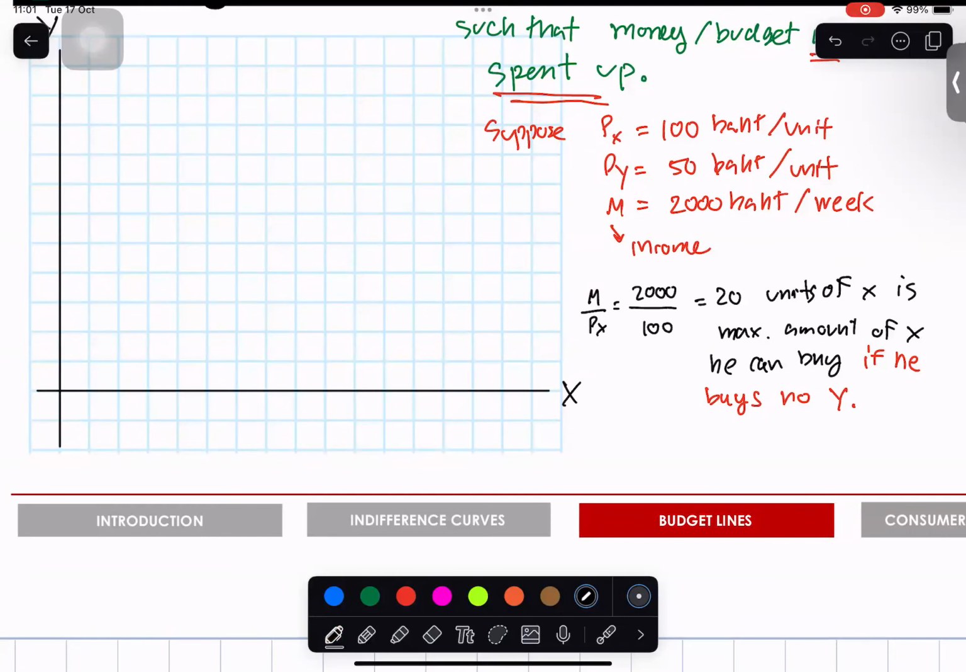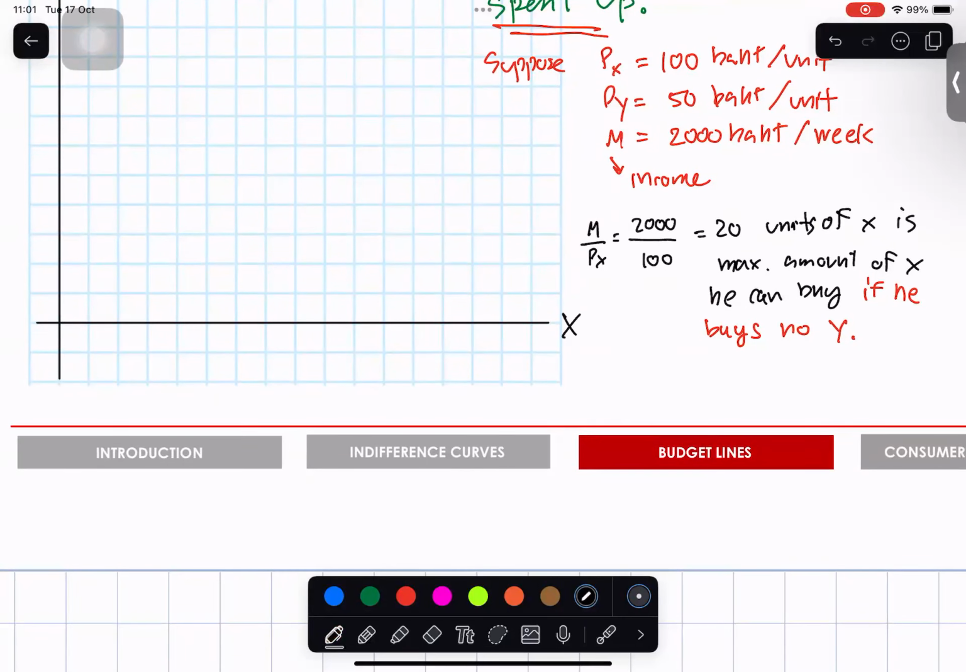With the same calculation, we can also compute M divided by PY. 2,000 baht divided by the price of Pepsi, 50. So 2,000 baht can afford 40 units of good Y.